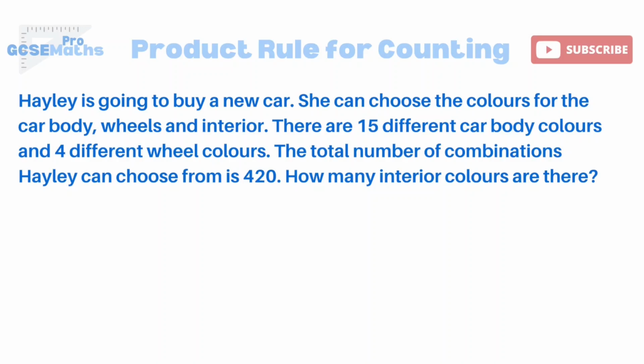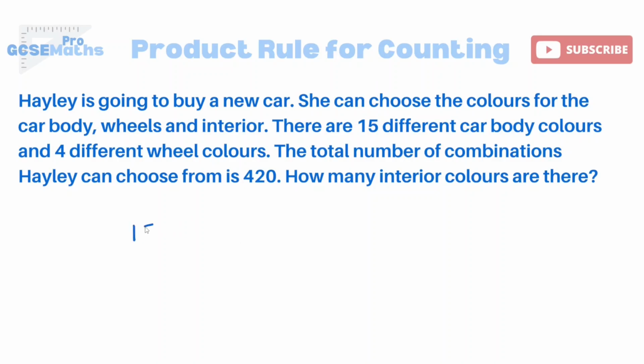Do you see how this one, they've actually told us the total number of combinations, and we need to work backwards to find out one of the original quantities. I would set this up in the same way as if I were to just do this question in the correct order. So normally I'd say, right, okay, there's 15 different car body colours and there's 4 different wheel colours. The car body colours and wheel colours are completely separate categories, aren't they? They don't affect each other.